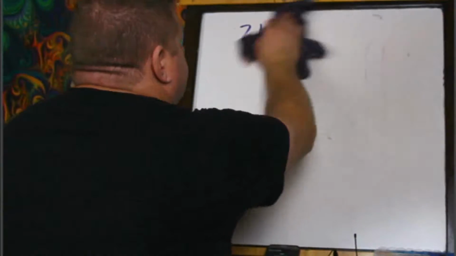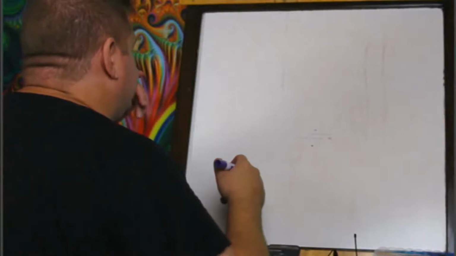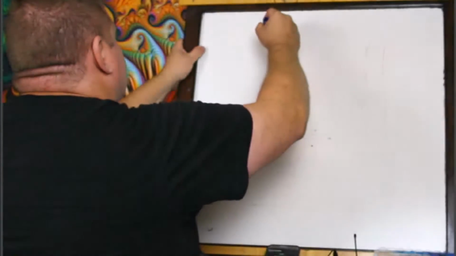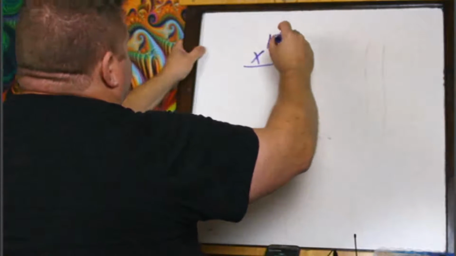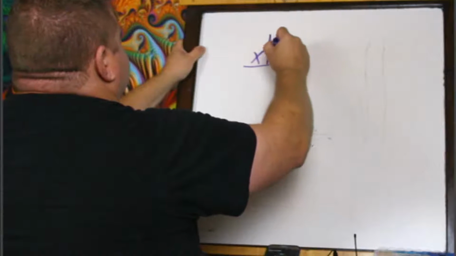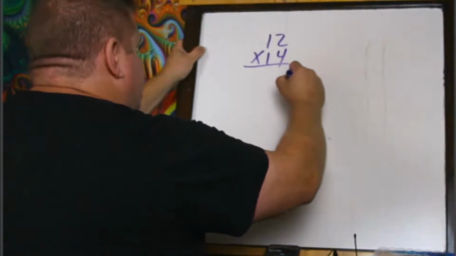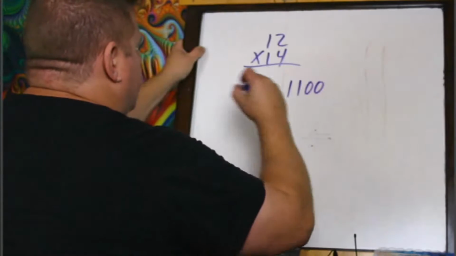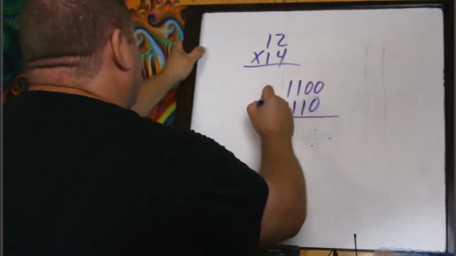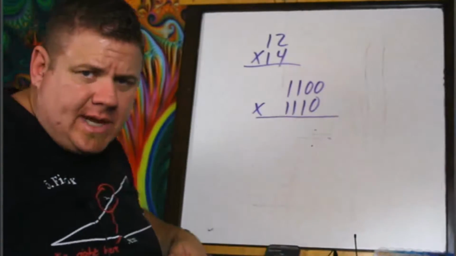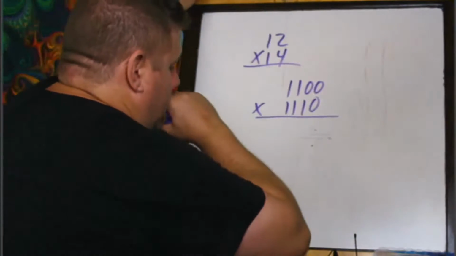All right. How about 12 times 14? Okay? So 12 is 1, 1, 0, 0, and 14 is 1, 1, 1, 0. And with multiplication, just like addition, it doesn't matter what the order is. You could flip them if you wanted to.